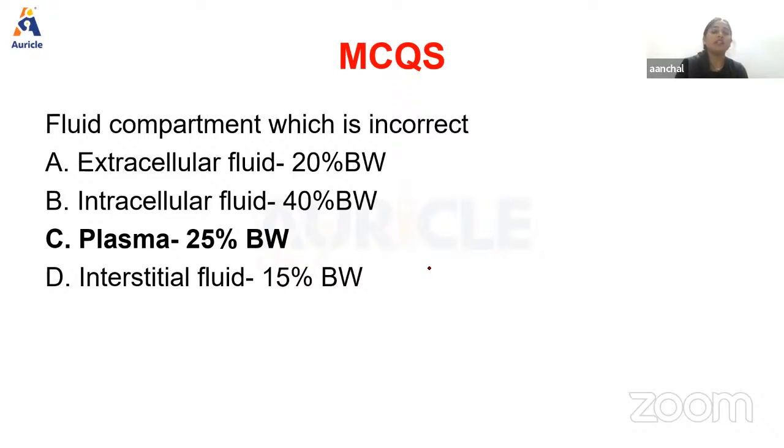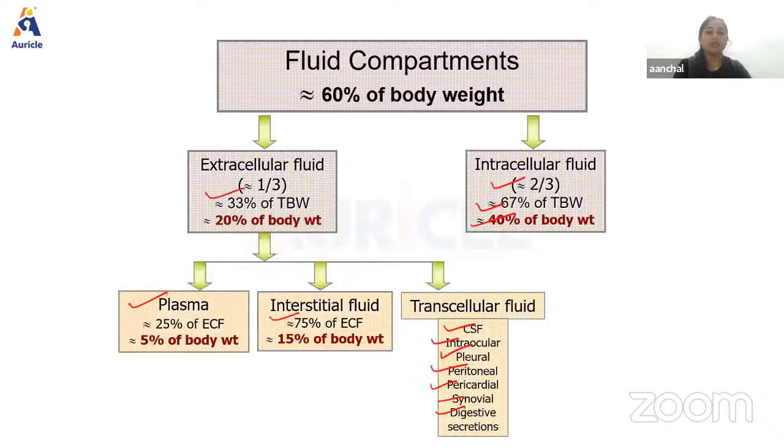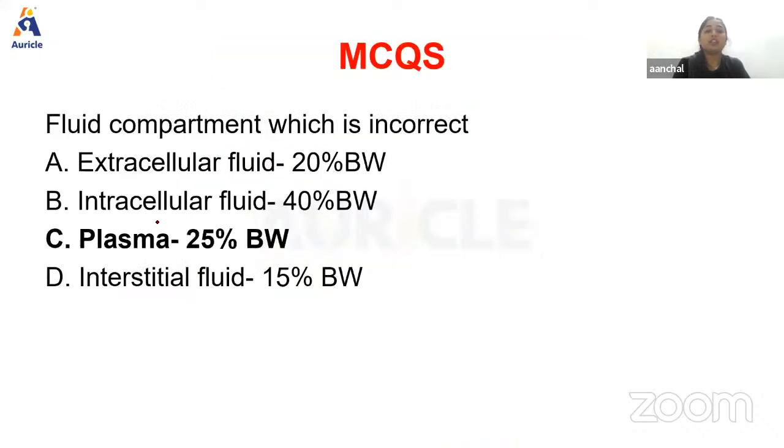Again, you have 10 seconds to answer, all the students. The answer is already highlighted. As you can see, the plasma is 25% of ECF and 5% of body weight. So this is the incorrect one, and all the rest are correct statements.